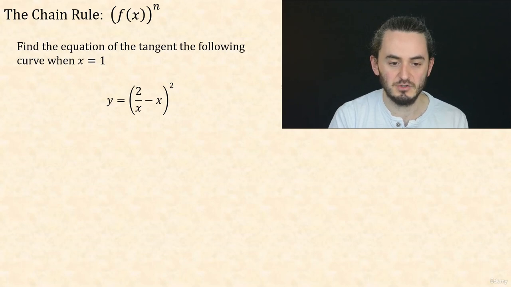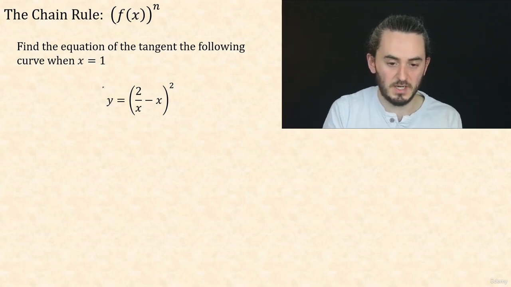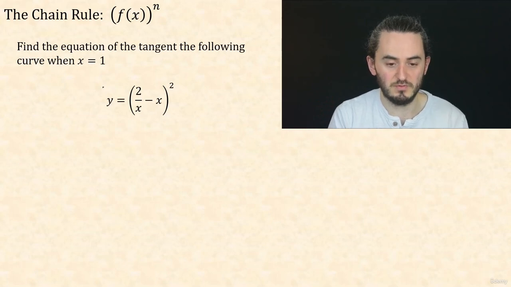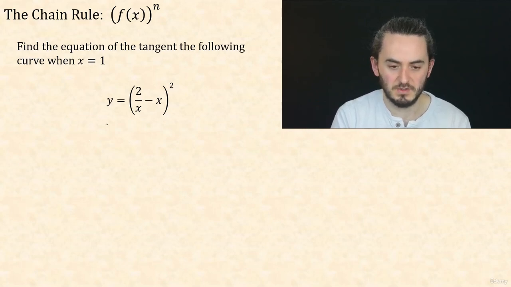Okay, have a look at this one. Find the equation of the tangent to the following curve when x equals 1. So for the tangent of the curve, I need a point, like the coordinates of a point, and the gradient. So let's get the coordinates first.